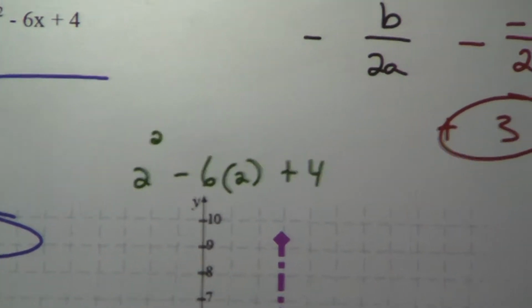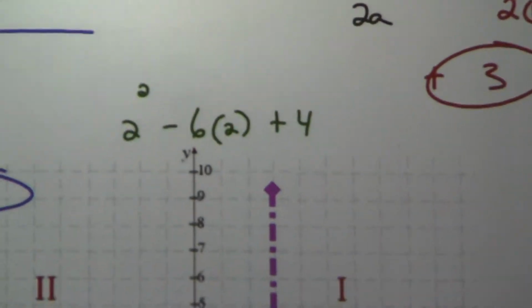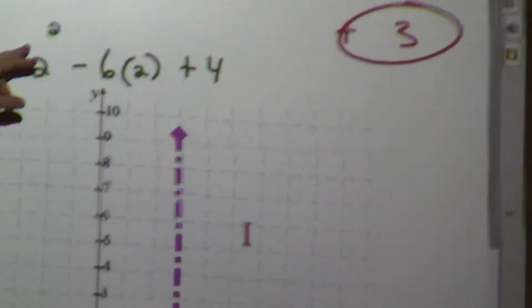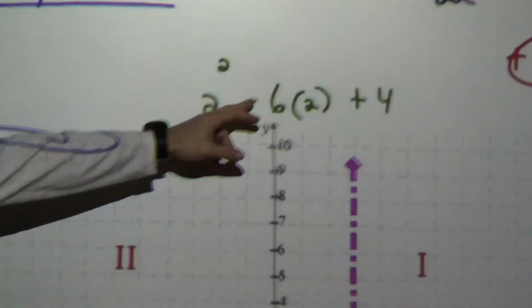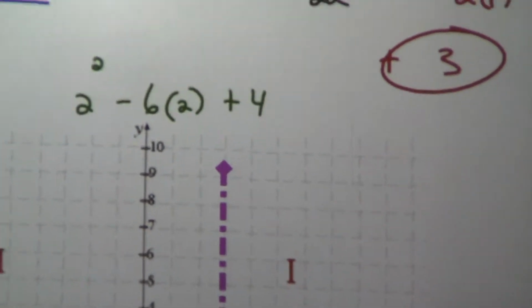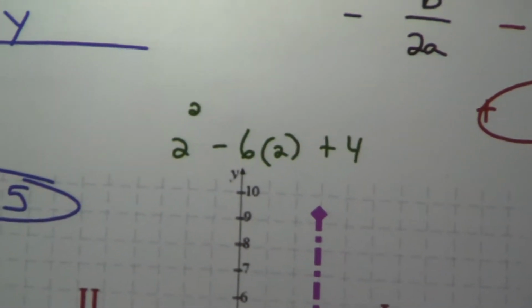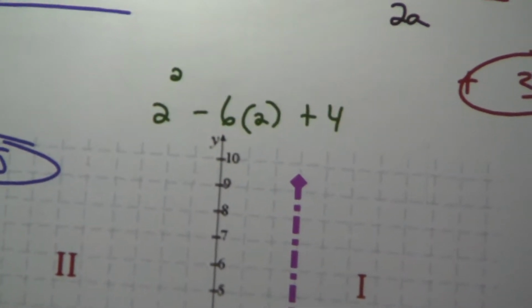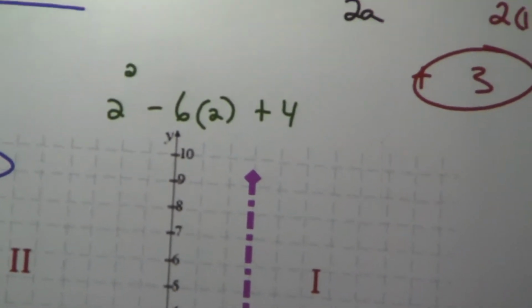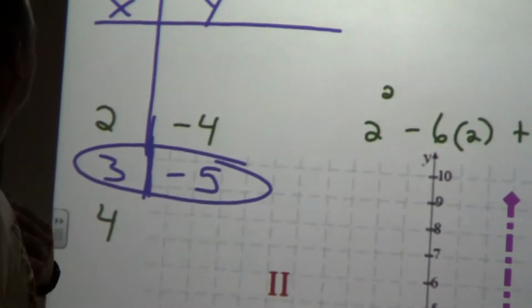All right, so I'm going to use 2 up here. 2 squared, everybody? 4 minus 6 times 2, what's 6 times 2? 12. 4 minus 12 is -8. And then negative 8 plus 4 is negative 4. So 2, negative 4.